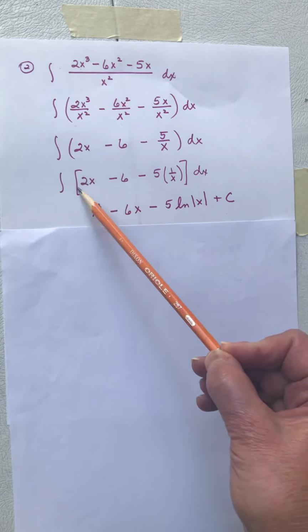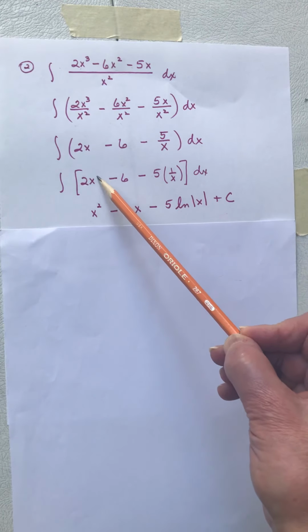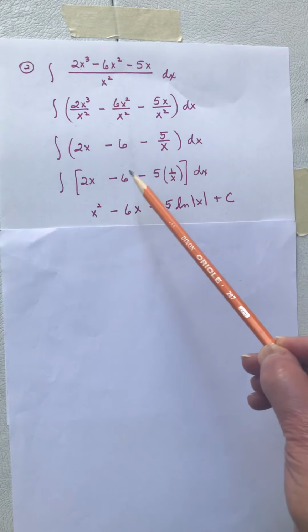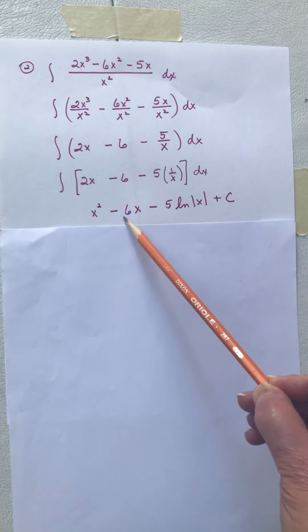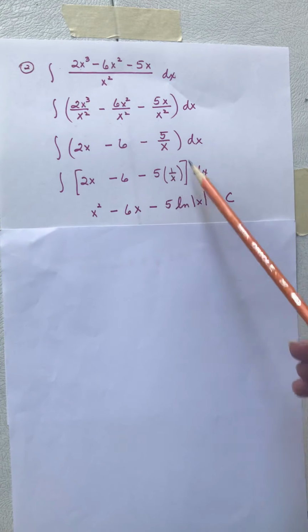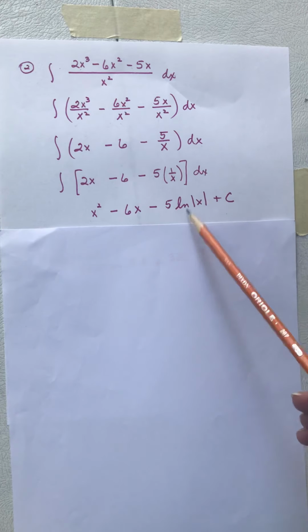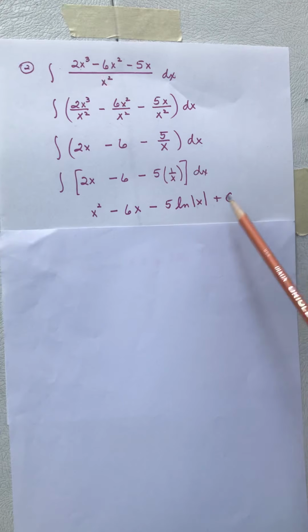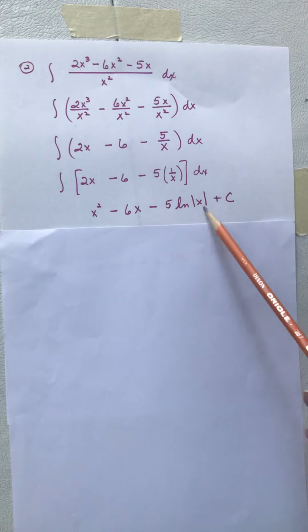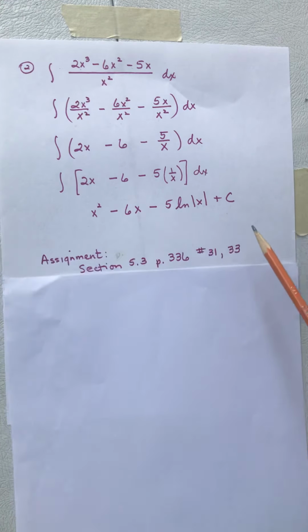So the integral of 2x is x squared. That's our add 1 to the exponent. We would get 2, divide 2 by 2, we get 1. There's x squared. Minus the integral of 6 with respect to x is 6x, so minus 6x. And then the 5 is a coefficient here, so minus 5 times the integral of 1 over x, which is the natural log of the absolute value of x plus c. So we get x squared minus 6x minus 5 ln absolute value of x plus c. And that's a good answer. Okay, I think that's it.